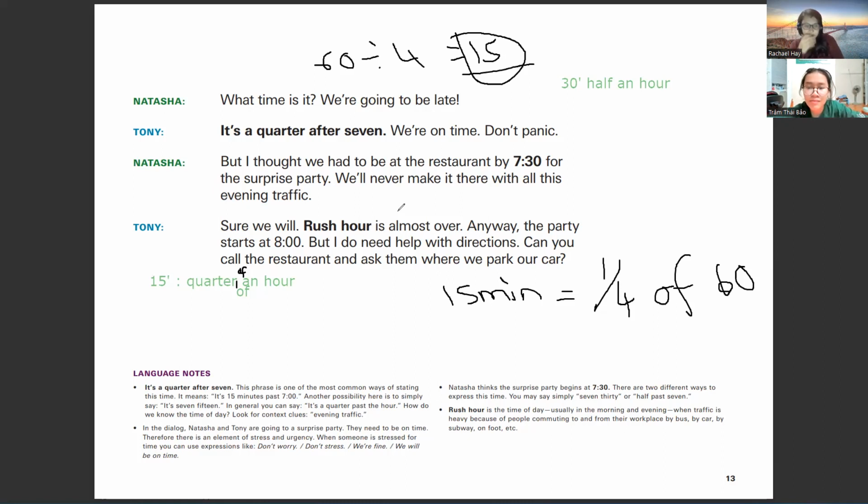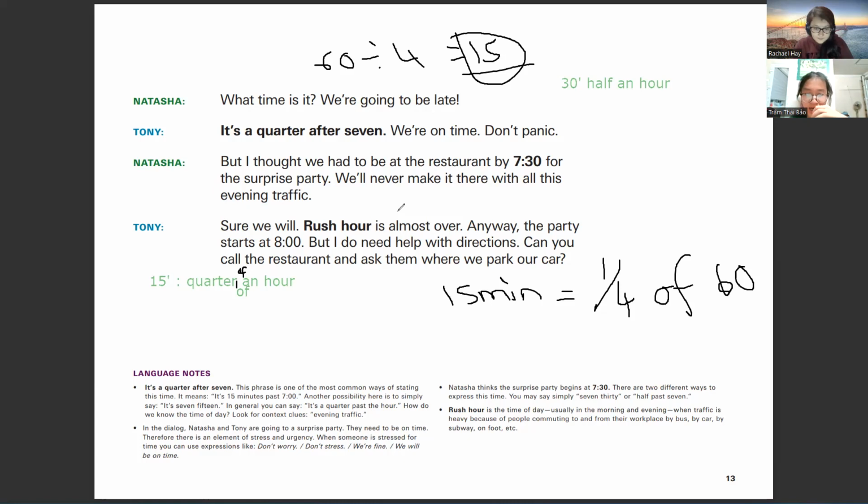Then in the dialogue, Natasha and Tony are going to the surprise party. They need to be on time. Therefore, there is an element of stress and urgency. You know what stress means when you're stressed out, and urgency when it's urgent. You have to be there on time. You can't be late. It's urgent and important.